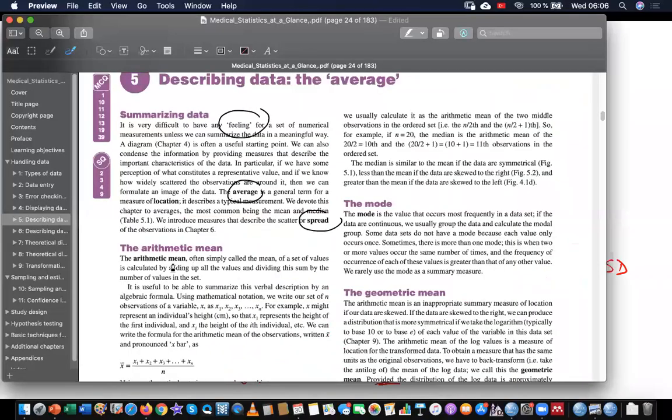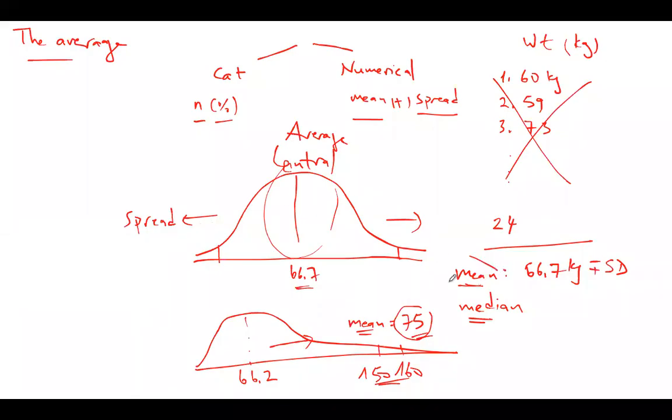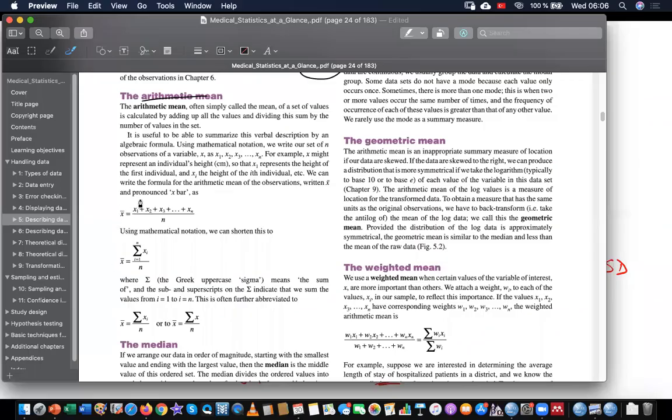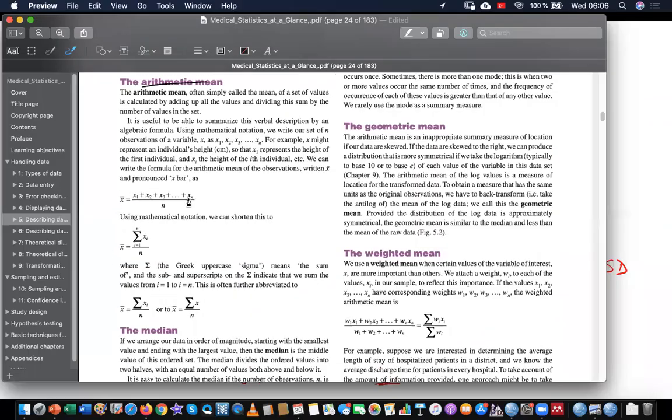For the average, the most frequently used parameter is the mean or the arithmetic mean. It is very simple. I don't explain it to you again. It is high school information, adding each person, each measurement together and dividing by the total.